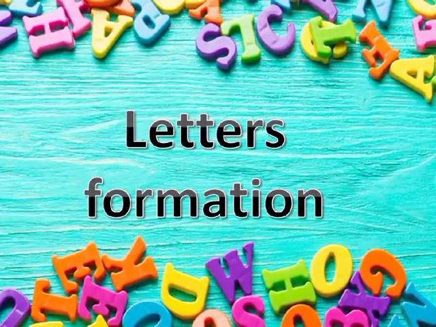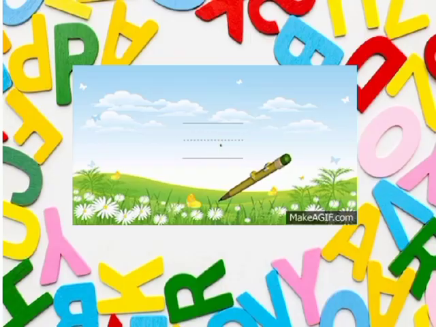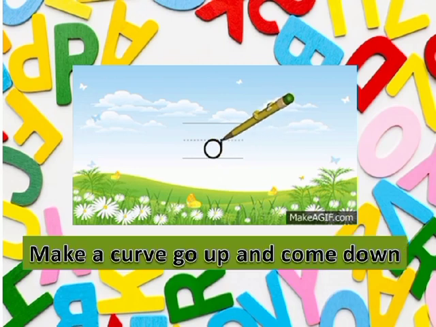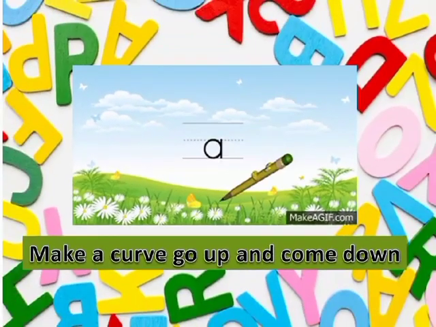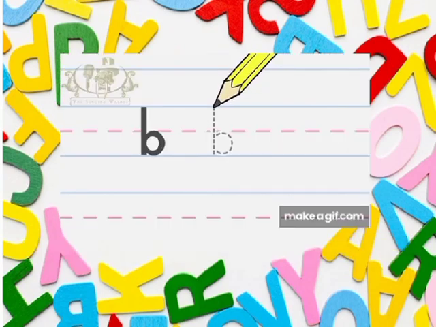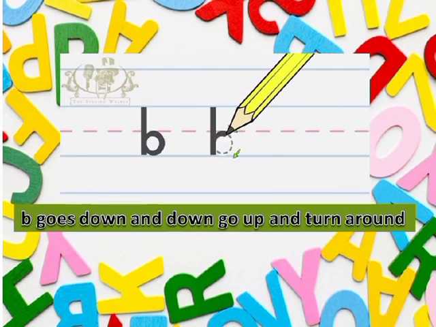Today we are going to learn about letters formation. Make a curve, go up and come down. A. Say A. Say with me. A. B. B goes down and down. Go up and turn around.